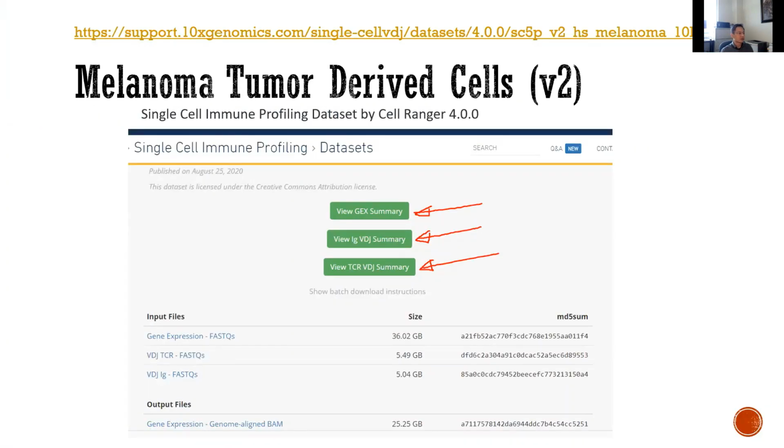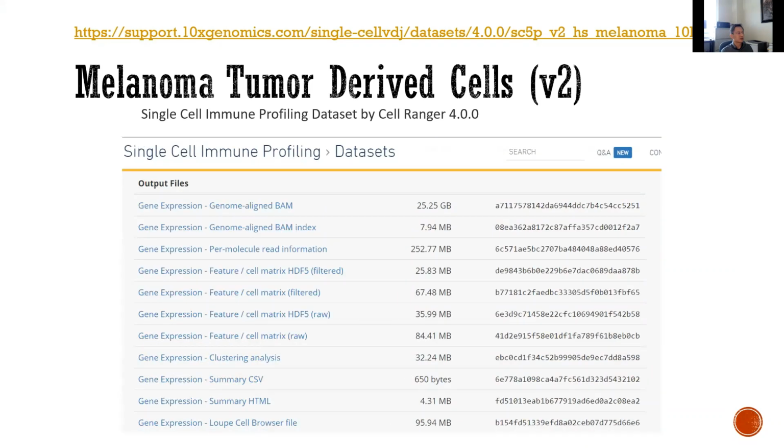Okay, so the input files for Cell Ranger VDJ are the FASTQ files, either from T cell or B cell. And the expression data is for UMI calling and for expression analysis. And then the output, the first set of data is for gene expression, because this sample has been sequenced for gene expression and the T cell and B cell receptors. So the first batch is for gene expression, and then you have this filtered matrix file from which you can get the UMI matrix gene expression level.